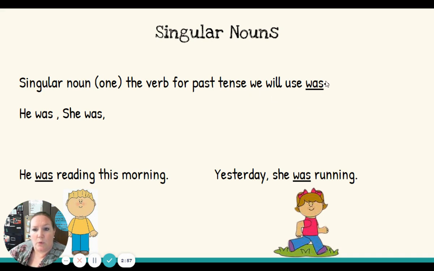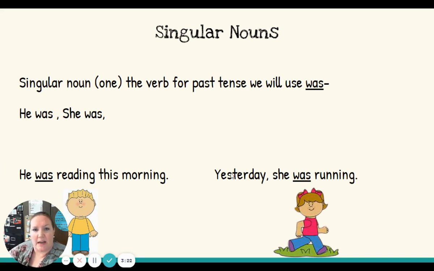So for our singular nouns in the past tense, remember past means it's already happened, we will use was as our linking verb. He was, she was, or if you use someone's name. These are for the past. He was reading this morning. Was is our linking verb because we have a singular noun, one boy. He was reading this morning.